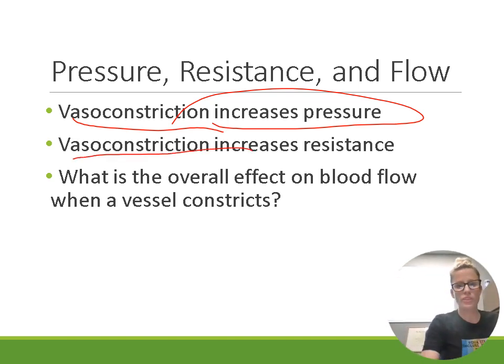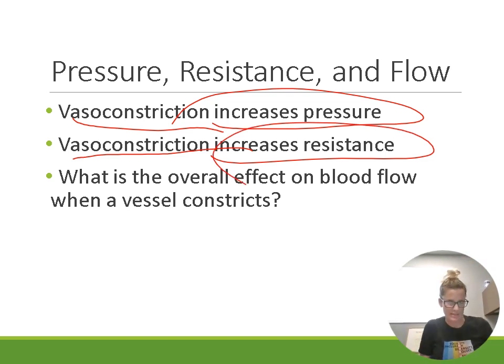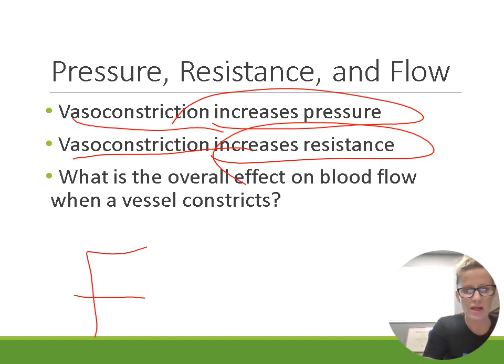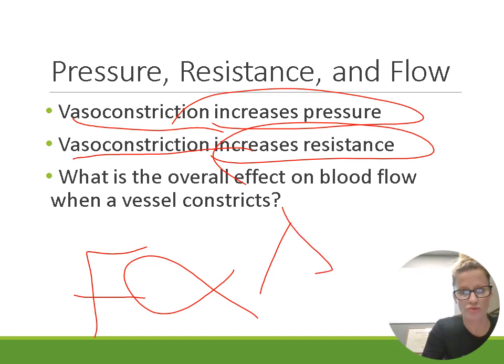Vasoconstriction also increases resistance. Remember, we said that the thing that has the biggest impact on resistance is the diameter of the vessel, the size of the vessel. So as the vessel gets smaller and smaller and smaller, there's more and more and more resistance to blood flow. This is problematic. This seems kind of confusing because remember, we said flow is proportional to pressure over resistance.